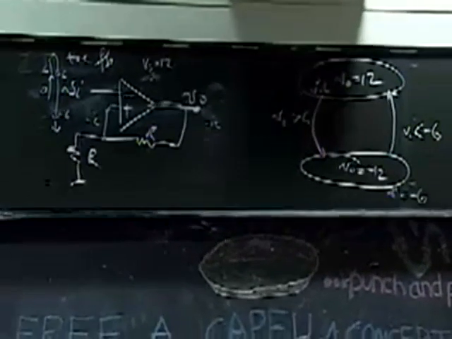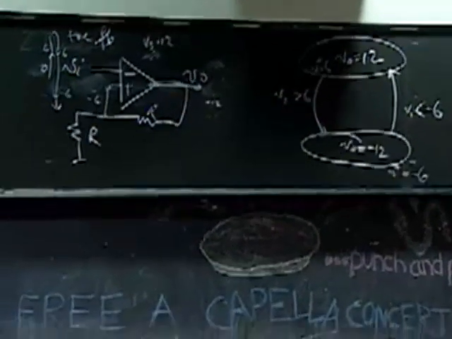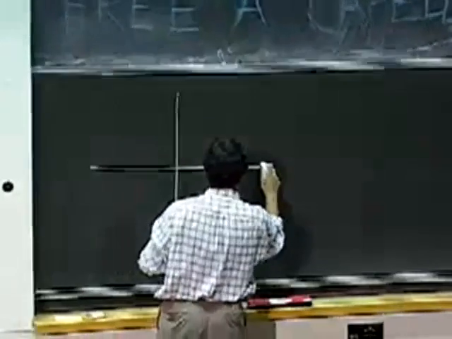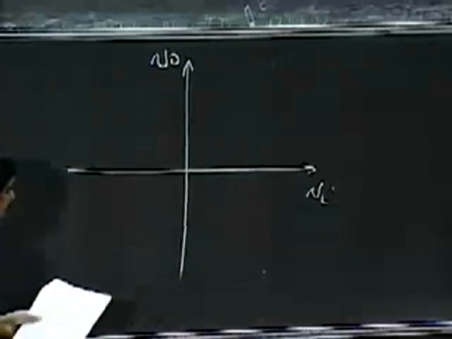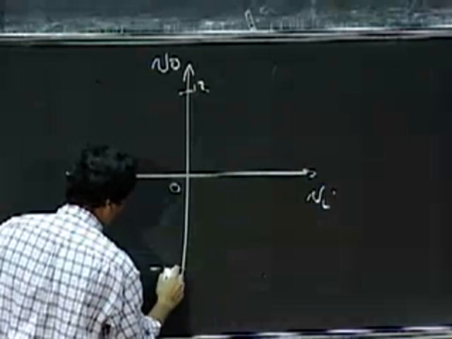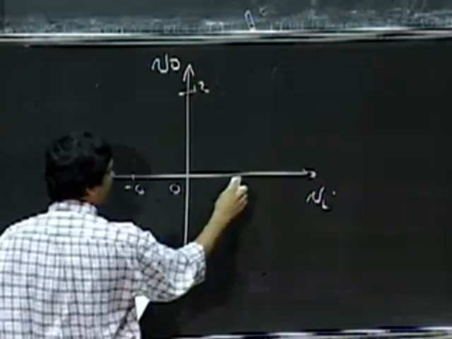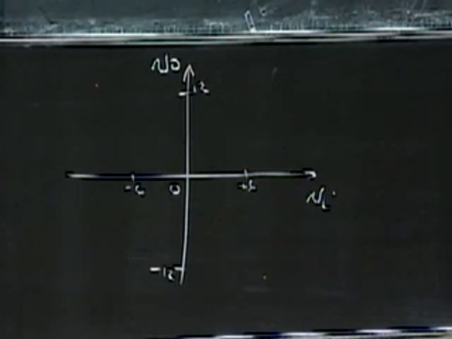Well, let me draw you a little VI versus V naught diagram, and then talk about how that can be useful to us. So this is VI. This is V naught. This is 0. Let's say this is 12, the minus 12, minus 6, plus 6. Okay, let's plot that on the screen and see what it looks like.